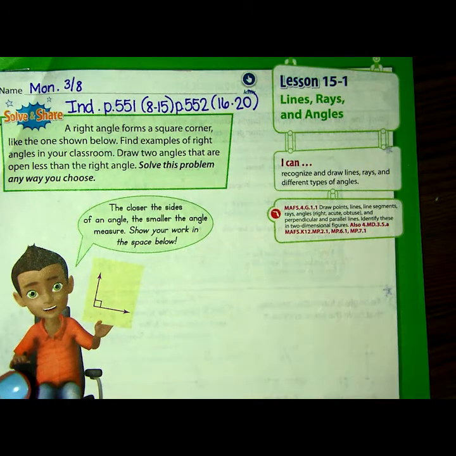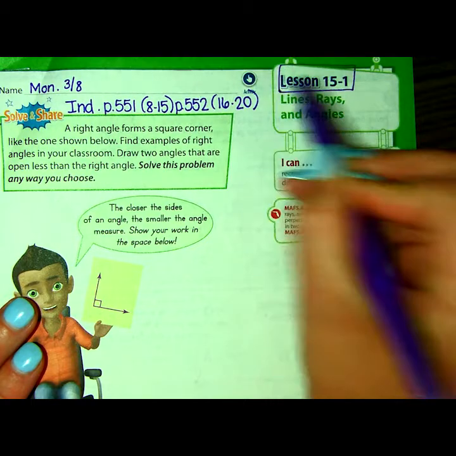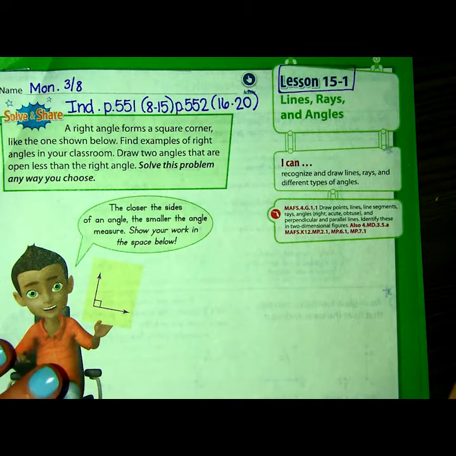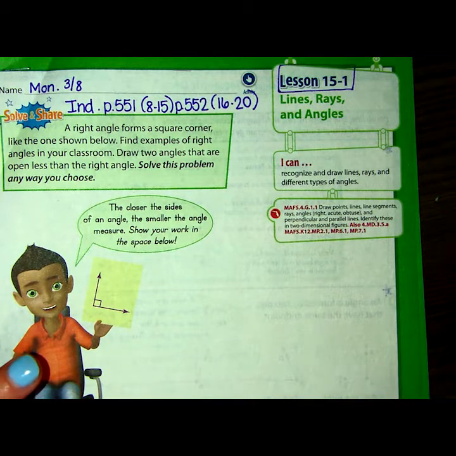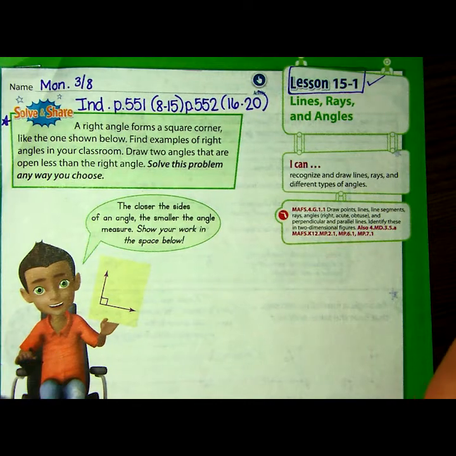All right, in this video, we are going over lesson 15-1. So we just finished topic 13. We actually did topic 14 earlier in the year. That was focusing on patterns. So now we're into topic 15. And for most of you, this should be a review.